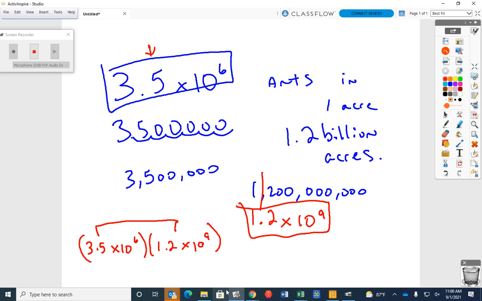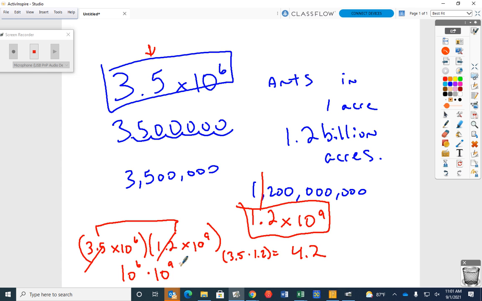Yeah, we get 4.2. So 3.5 times 1.2 equals 4.2. That's the first part of our answer, right? Now, I dealt with this and I dealt with this. What's left? I have 10 to the 6th times 10 to the 9th. Well, I don't want to write all these numbers out. What's an easy way to do this?